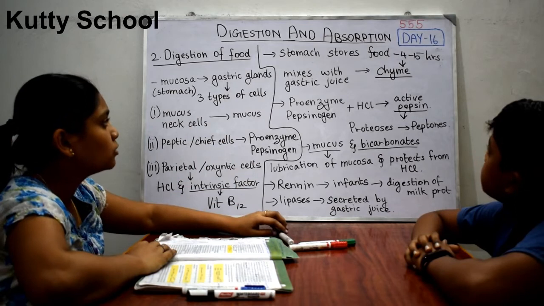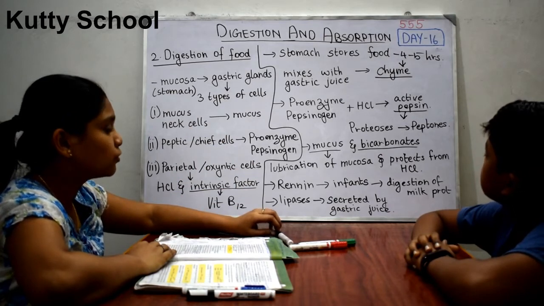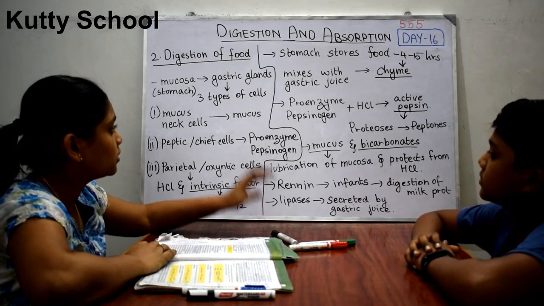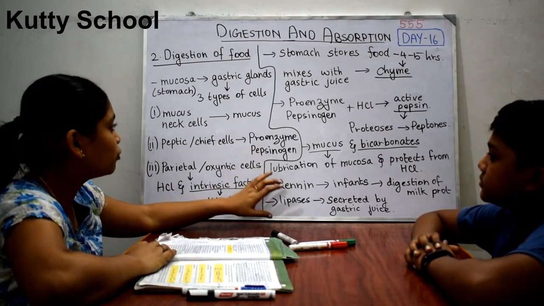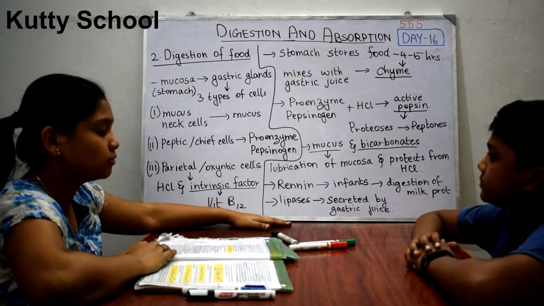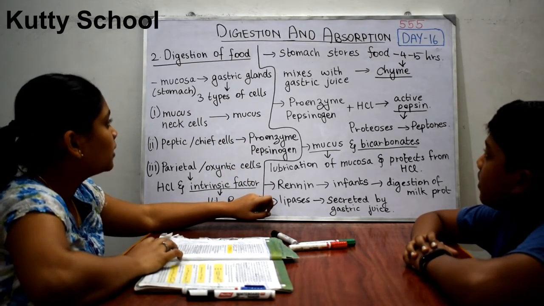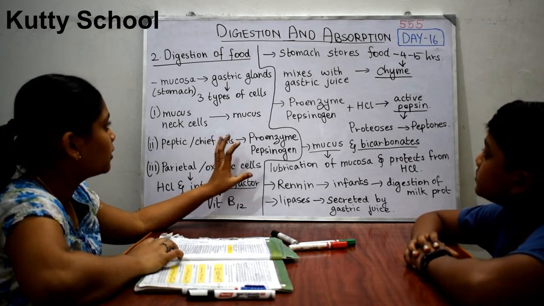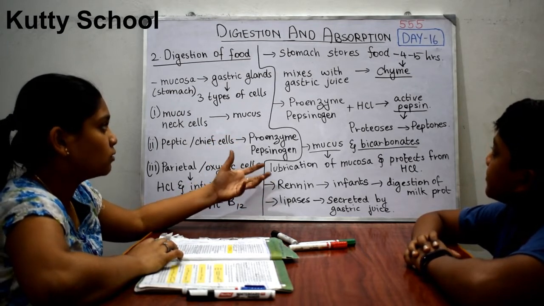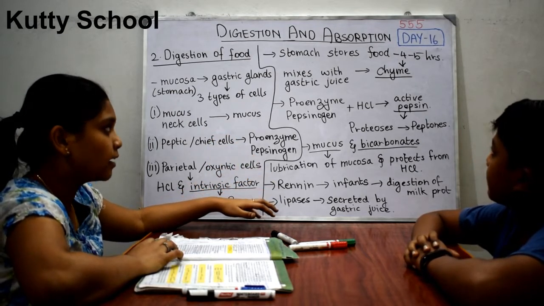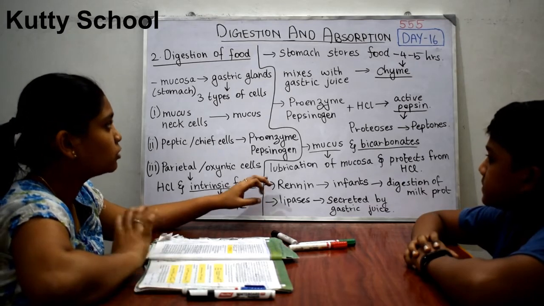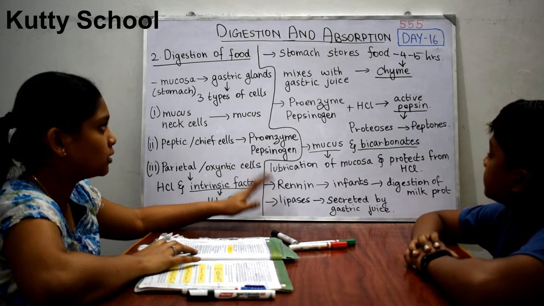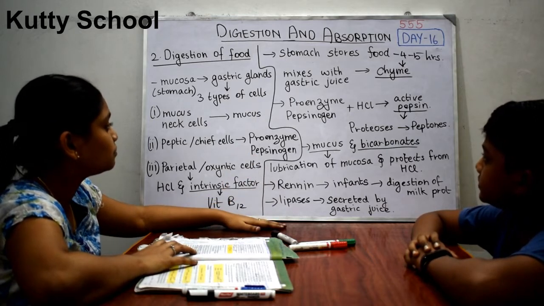The stomach stores food for about 4 to 5 hours. In this time period, the food present in the stomach thoroughly mixes with the gastric juice and forms a bolus called chyme. So the food which is stored in the stomach after mixing with gastric juice is called chyme.